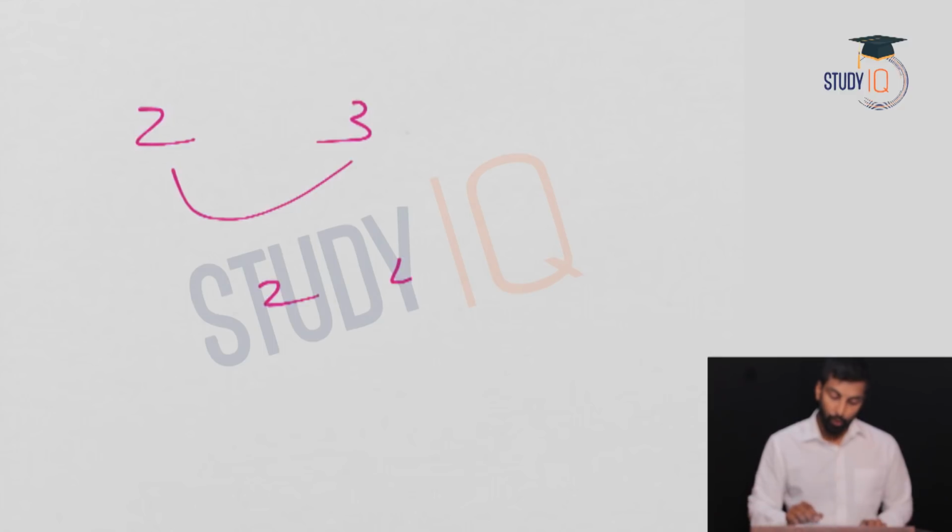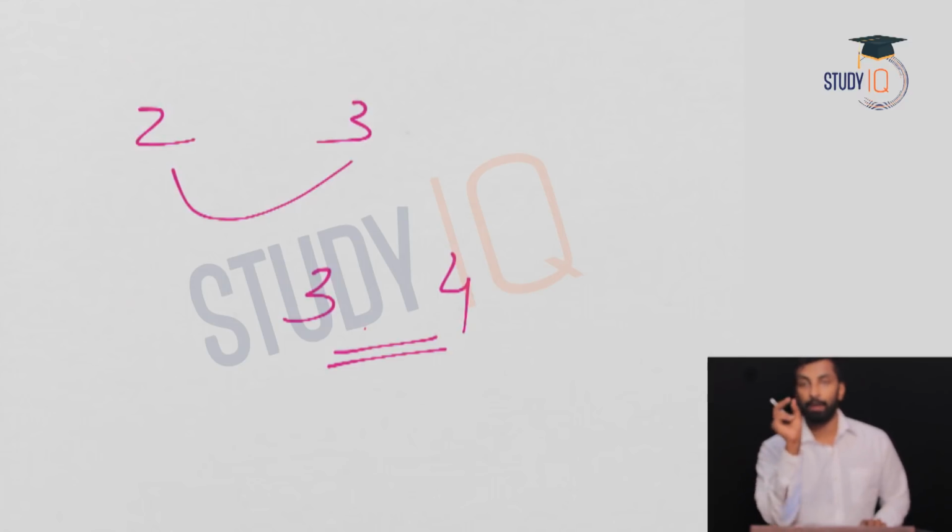You take 2 and 4, there is a common factor 2. So these are not co-prime numbers. But 2 and 3 are co-prime numbers. What about 3 and 4? 3 and 4 are co-prime numbers. There are no other common factors except 1. So co-prime numbers means relatively prime numbers. Between them, there are no other common factors except 1. So that's what co-prime numbers are.